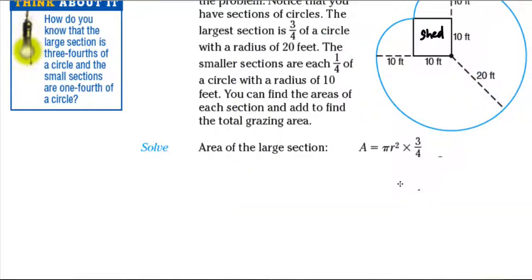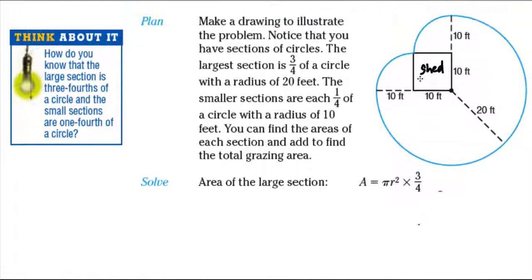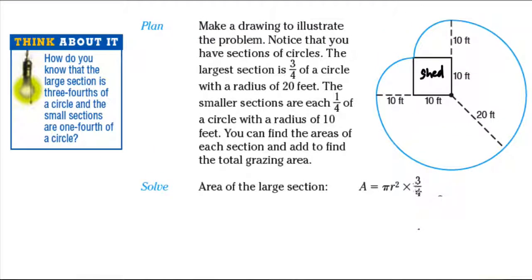Okay, there we go. So the area of our large section is A equals pi r squared times 3/4. Why multiplied by 3/4? Because we only have 3/4 of a circle, not a full circle. So first we estimate: 3 times 400 times 3/4. Our area should be close to around 900 square feet.